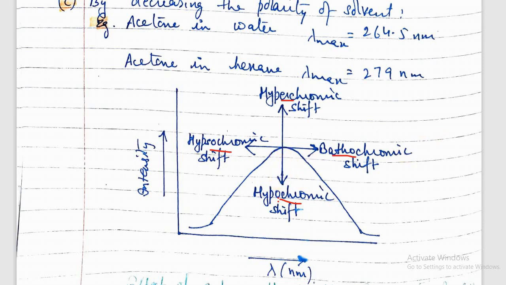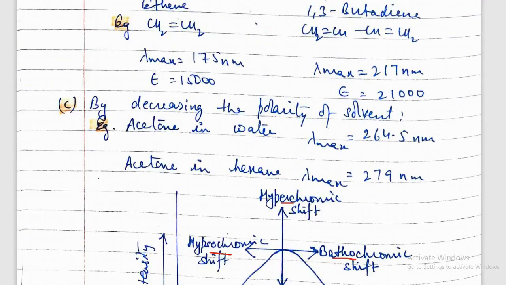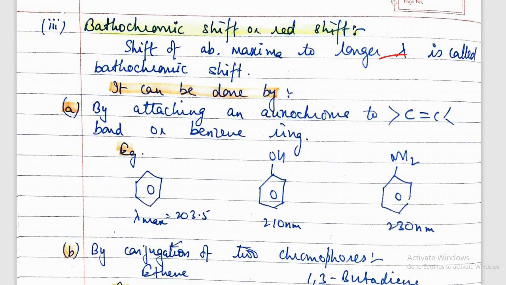So we take them up one by one. First is bathochromic shift, that is, the absorption maximum shifts towards the longer wavelength. It is towards the right side. Why does the bathochromic shift or red shift take place? It can be caused by adding a chromophore to a carbon-carbon double bond or benzene ring.